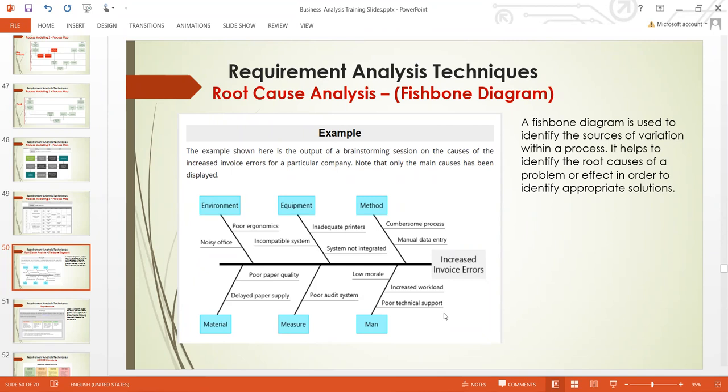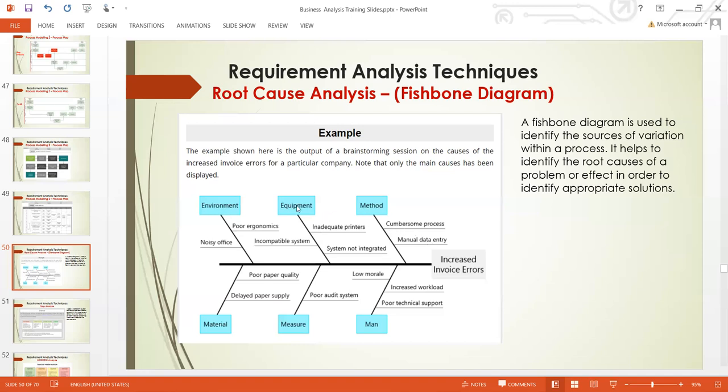So let's look at the factors. Look at the method. The problem with the method is a cumbersome process and manual entry. The method they are using to generate their invoice is a manual process. So in order to solve this cumbersome process, they need to automate it. The manual data entry needs to be automated, and with that, it is going to reduce error.